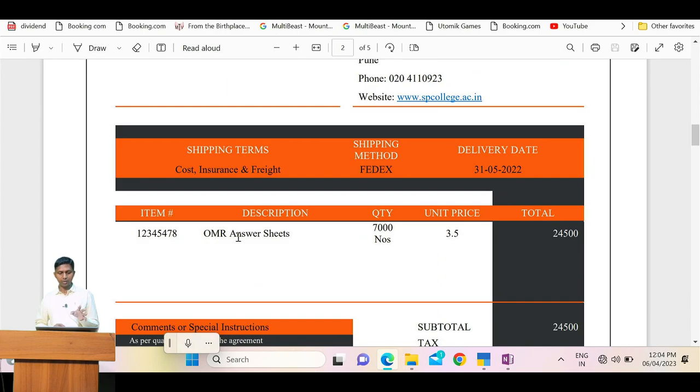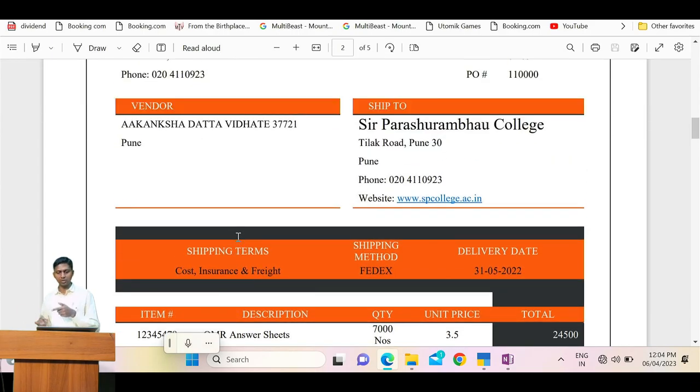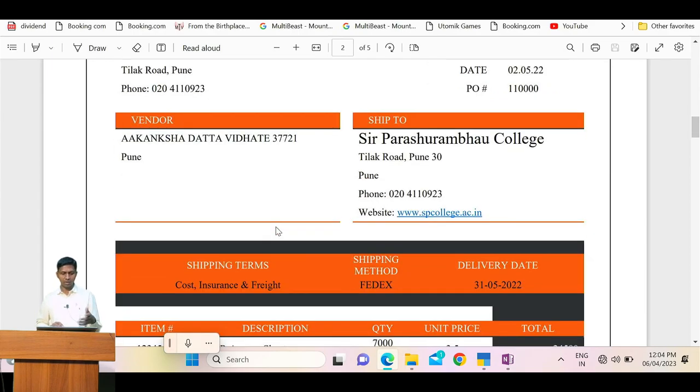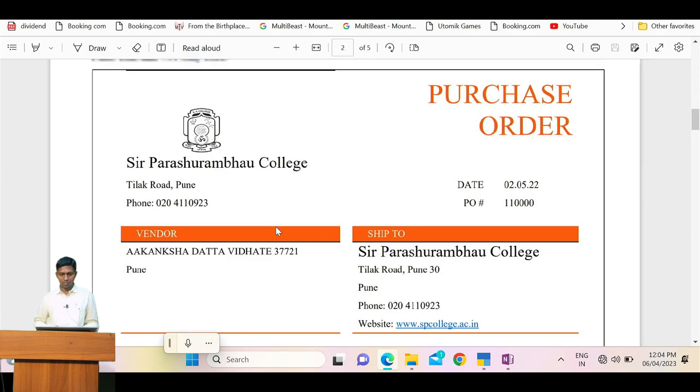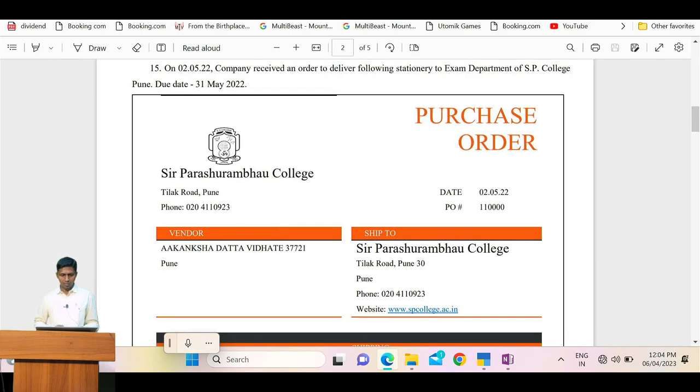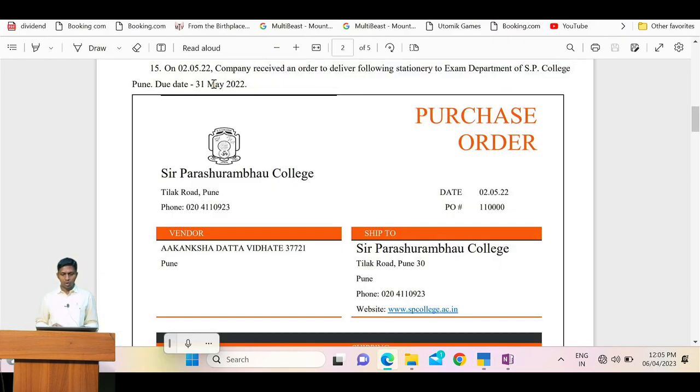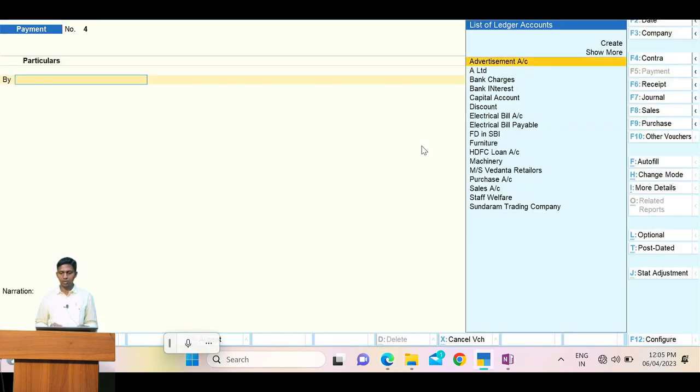write the particulars of this order in the purchase order. For you, this is a sales order. Therefore, write the particulars of this order in the sales order voucher type of Tally. On the 2nd May you received an order and the due date is 31st May. Up to 31st May, SP is asking for these OMR sheets. On 2nd May, what do you want? You want a sales order in your Tally.